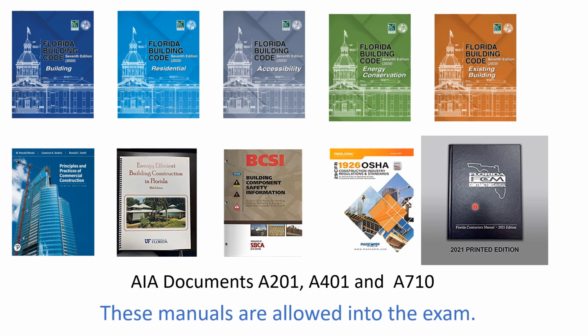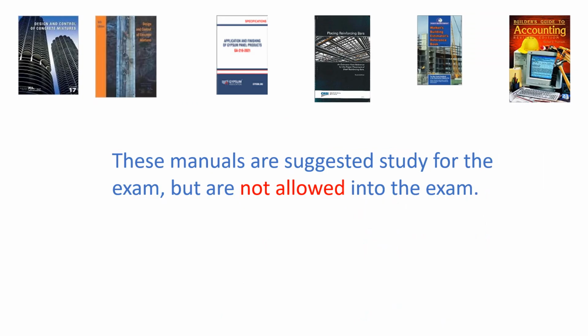You passed the business exam, so you got a little background on this one already, and also on the AIA documents, the 201, the 401, and the 701. These are the manuals that you can take into the exam. Now we're going to look at the manuals that you cannot take into the exam.